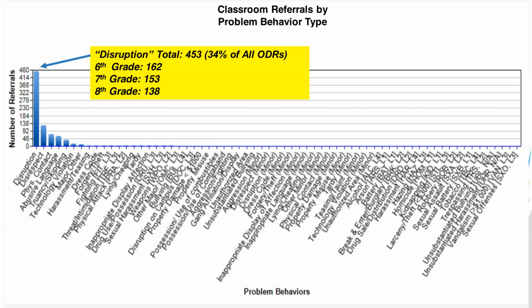And in this example, what we're seeing is that disruption is the overall highest concern when it comes to classroom referrals. And then we can see also too, looking at the grade level distribution, that this is a concern that exists across all grade levels. And it accounts for about almost a third of the total ODRs of the school. So looking at data this way can allow the team to think about, let's not just look at classroom referrals in general, but let's specifically target disruption in classrooms and start to get at understanding why those disruptions might be occurring.